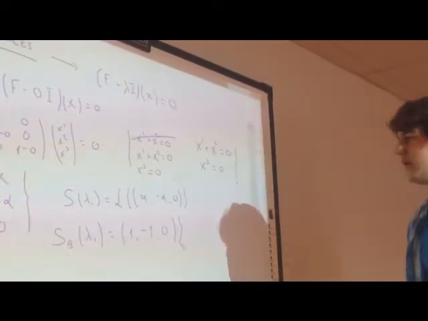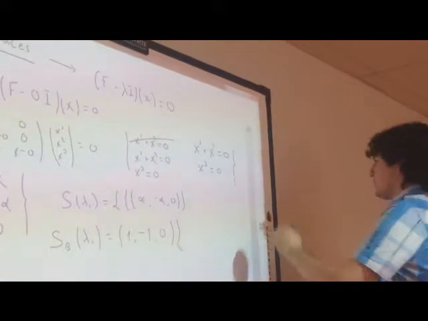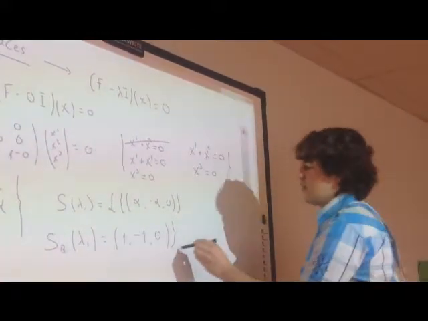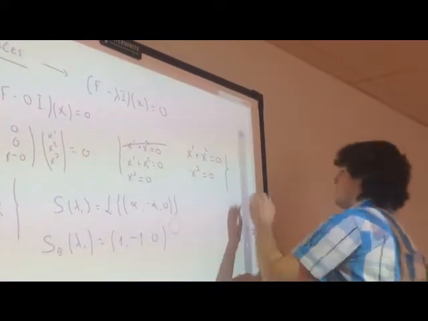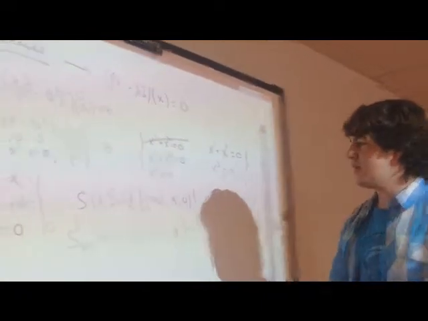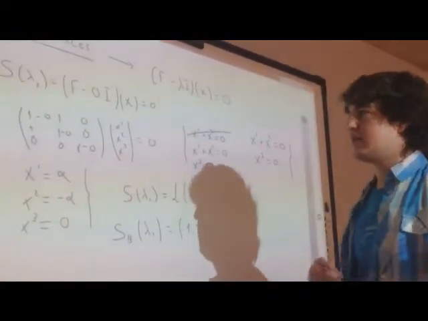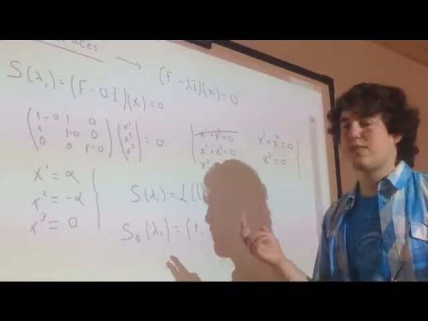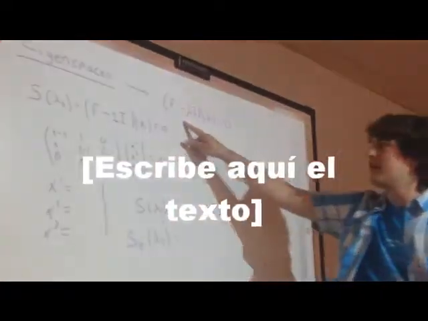Okay, so this way we got the first base for the first eigenspace. So now we're going to calculate the second eigenspace following this same procedure. Now we find the second eigenspace, which is this formula here.